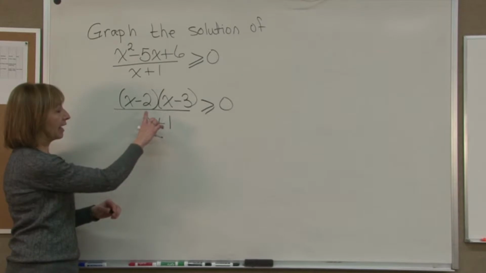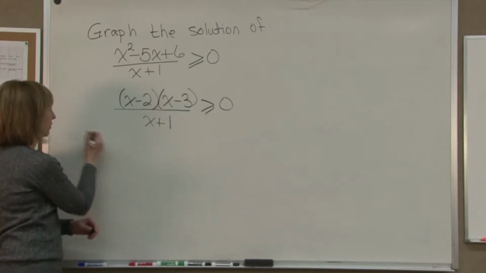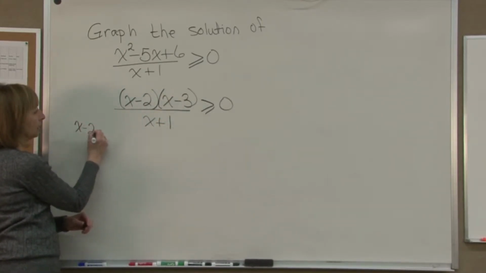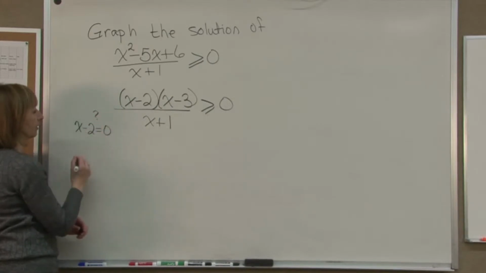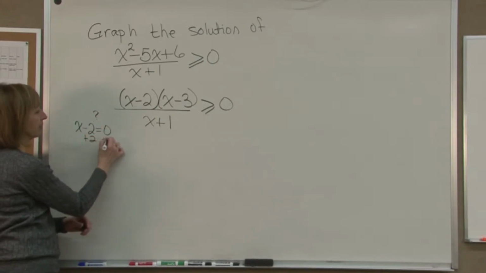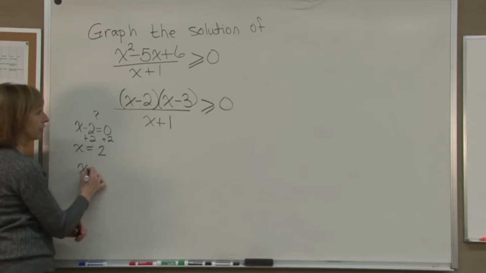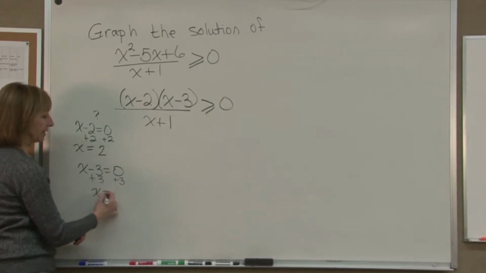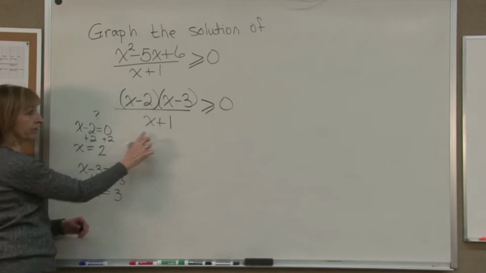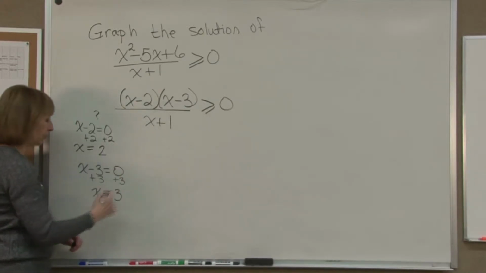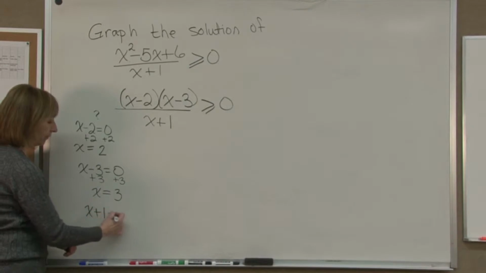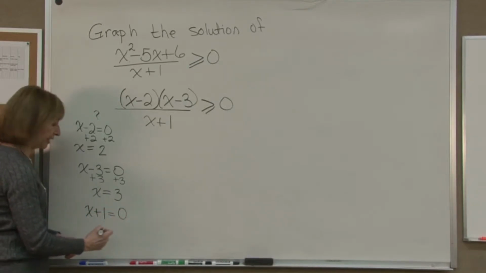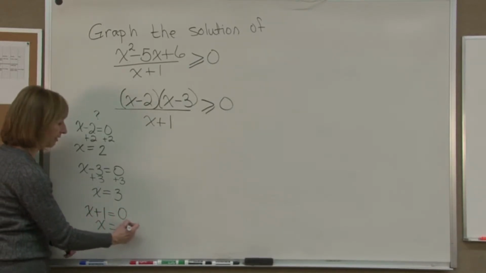So when I look at this, I want to think, okay, each factor: what value of x makes x minus 2 equal to 0? Well, if I add 2 to both sides, that happens when x is 2. Then what value of x makes x minus 3 equal to 0? We'll add 3 to both sides. That's true when x is equal to 3. And what value of x makes x plus 1 equal to 0? Subtract 1 from both sides, I get when x is equal to negative 1.